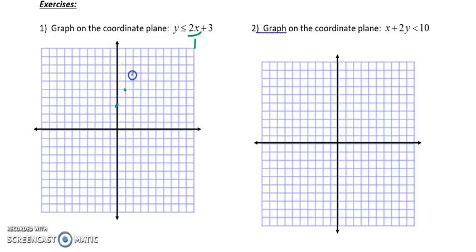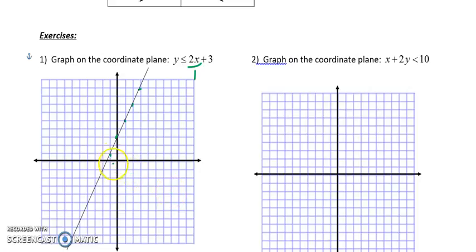So let's do that. And then do the other side: just go 2 over 1 going down. And then you can connect the dots. Once you connect the dots, you can do the 0, 0 test. This is your 0, 0 test, which is the origin, and then you can just plug in 0, 0.